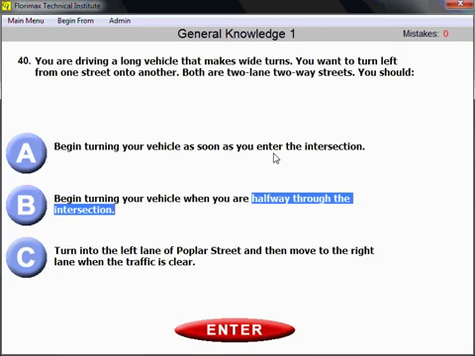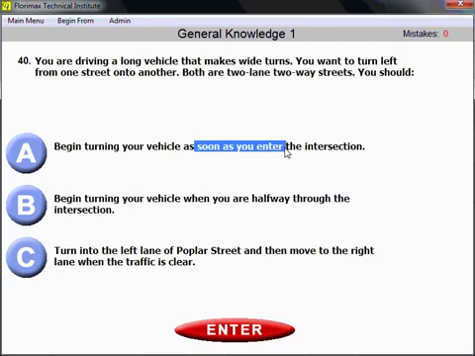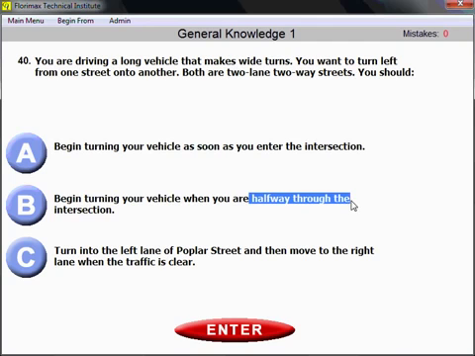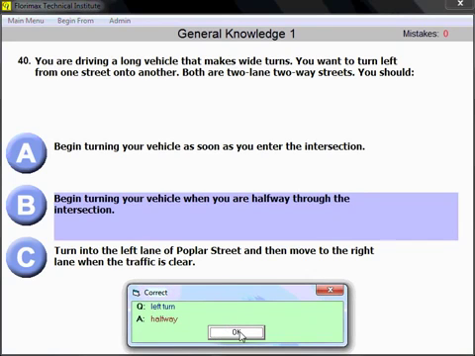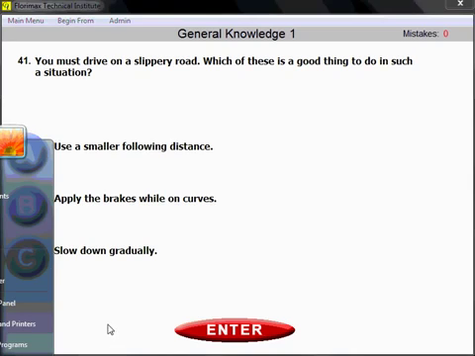You do not make your turn as soon as you enter. You do not make your turn at the end. You begin turning the vehicle when you are halfway through the intersection. You pull it straight forward until you reach the halfway point at the intersection, and then you begin turning it. That's the safe way to do turns when driving a long vehicle. Okay, let's see if we are correct. Yes, so probably a left turn, halfway. Excellent.